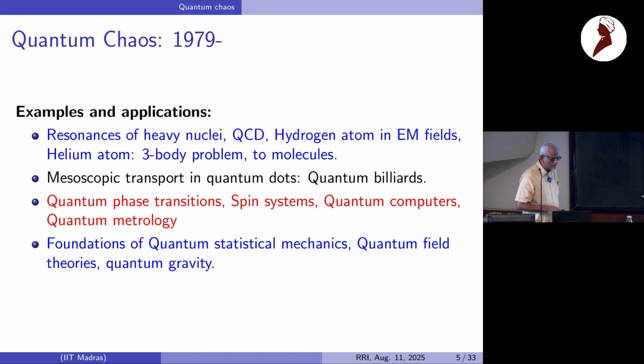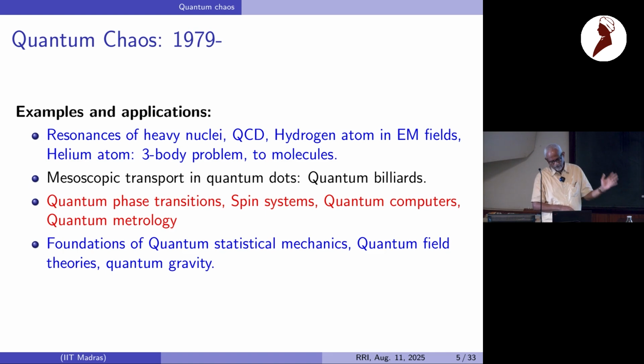By the way, not related to chaos in the computer, but the proofs of so-called quantum supremacy of a quantum computer essentially rely on quantum chaos kind of arguments. Hopefully I'll have time to do that. And recently there's a lot of interest in quantum metrology. It looks like quantum chaos can be really useful in measurements, in aiding measurements.